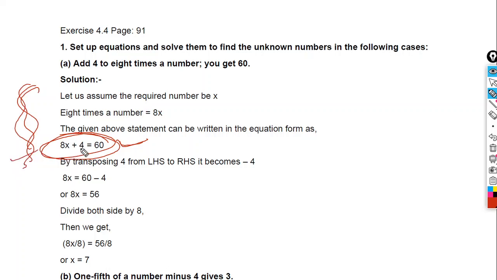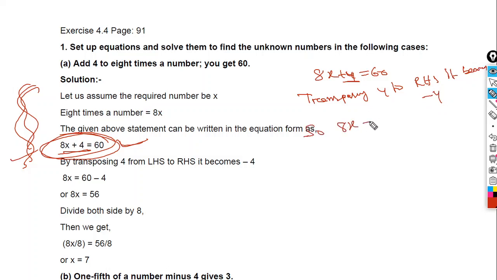So first, what will we do? 8x plus 4 equal to 60. First thing, we will transpose 4 to the RHS. Transposing 4 to RHS, it becomes minus 4. So 8x equal to 60 minus 4, which is 56.